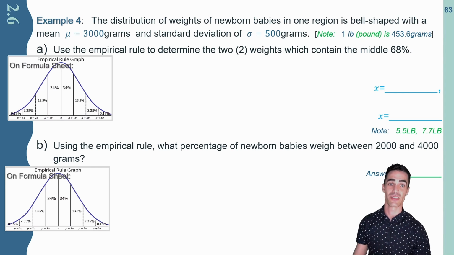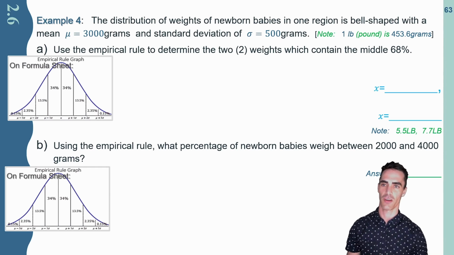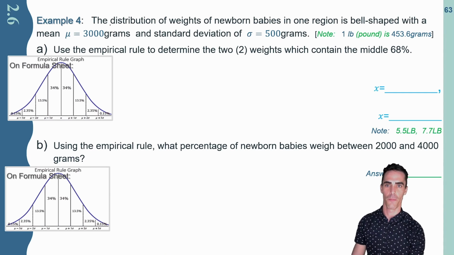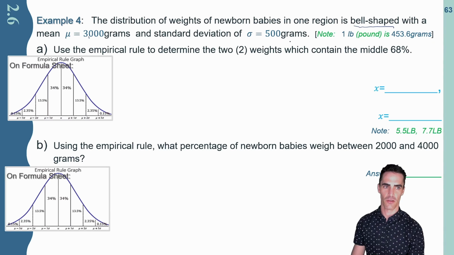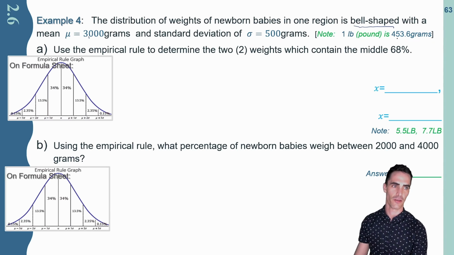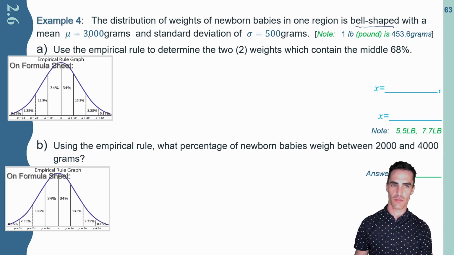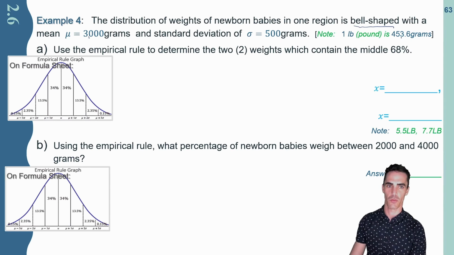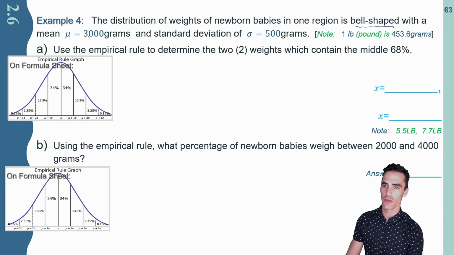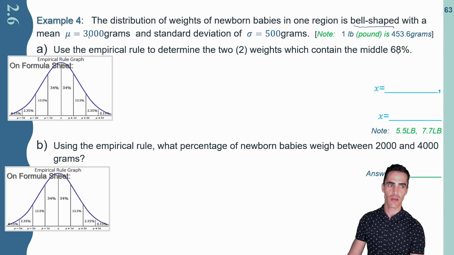We can also look at other standards, which is a big point of the empirical rule, and it relates to the z-score that we've talked about in the past. Let me show you an example. The distribution of weights of newborn babies in one region is bell-shaped, it's an important word, with a mean of 3,000 grams and a standard deviation of 500 grams. Note that 1 pound is roughly 453 grams. And so that'll give you a good scale for how much these babies are weighing in this one region. What I want to do is use the empirical rule to determine the two weights which contain the middle 68%.